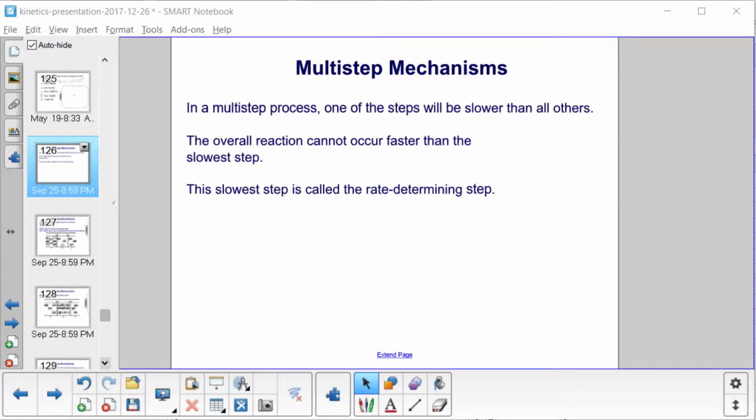In a multi-step process, one of the steps will be slower than all the others. The overall reaction cannot occur faster than the slowest step. This slowest step is called the rate-determining step.